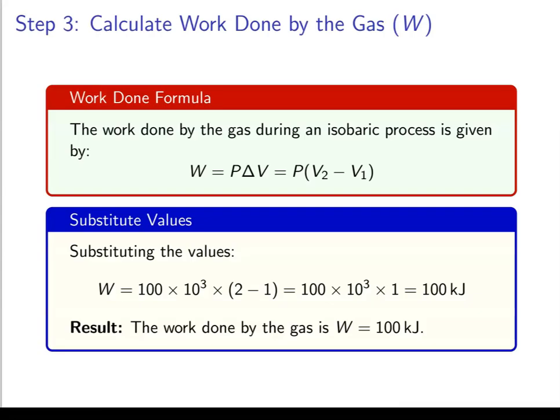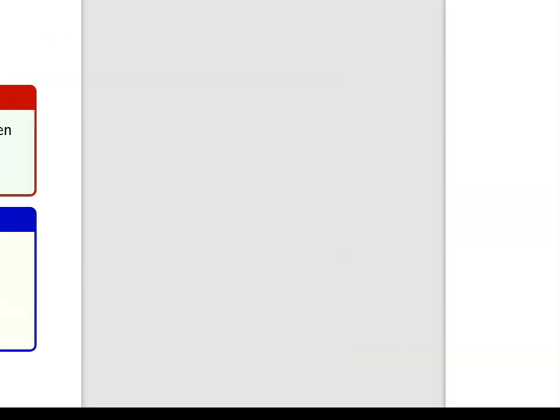Next, step 3, calculate work done by the gas W. The work done by the gas during an isobaric process, because P is constant, is given by W is equal to P into del V, so P times V2 minus V1. Substituting the values, P is 100 kilopascal, 100 into 10 to the power 3 into 2 minus 1. So that is 100 kilojoule. So work done by the gas W is 100 kilojoule. Now we have internal energy change and work done by the gas.